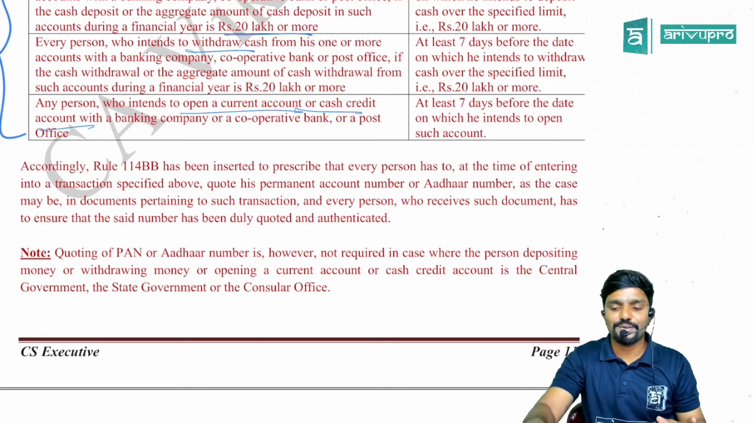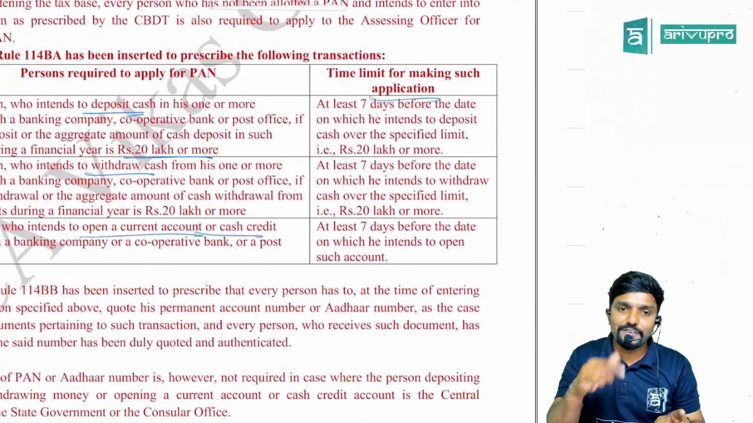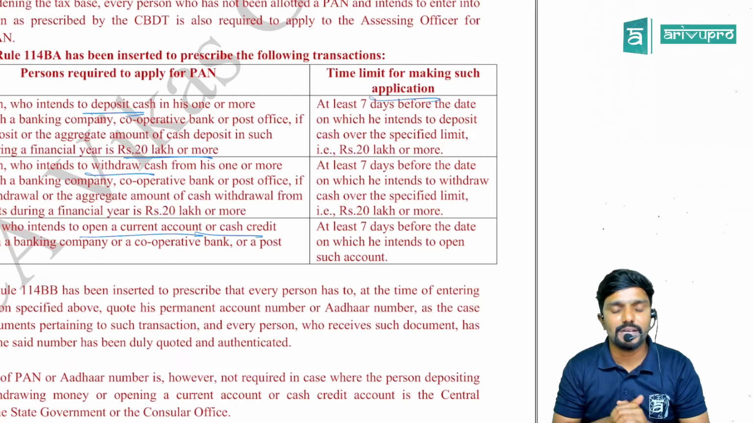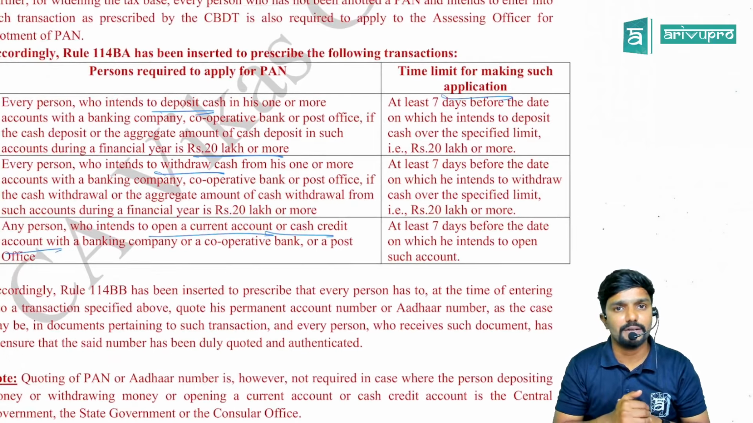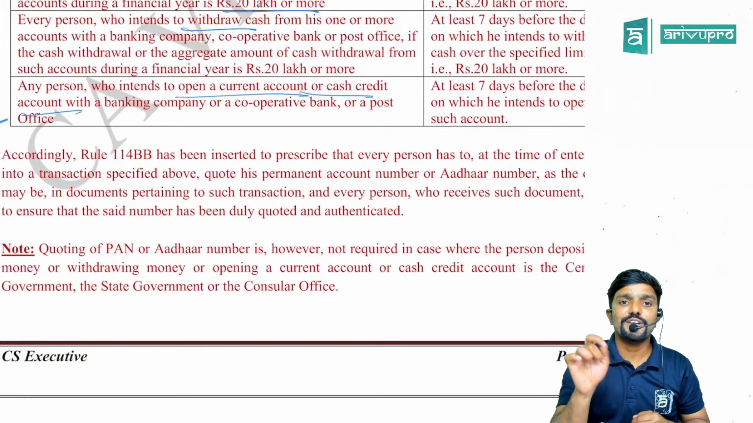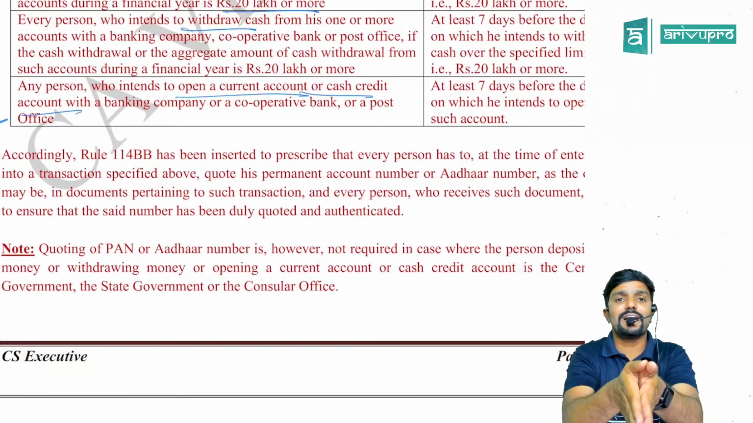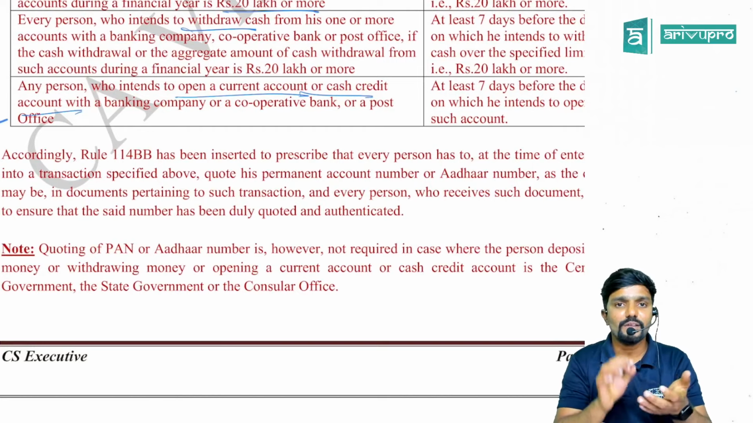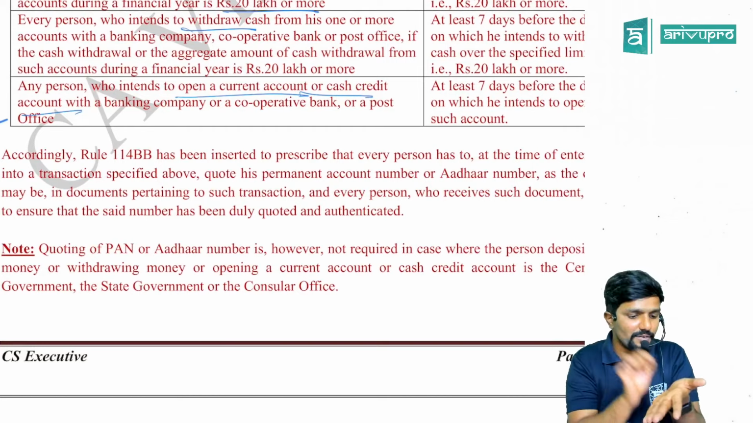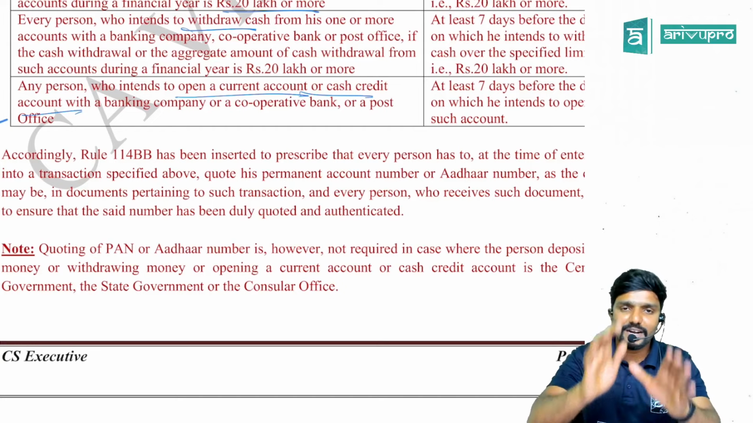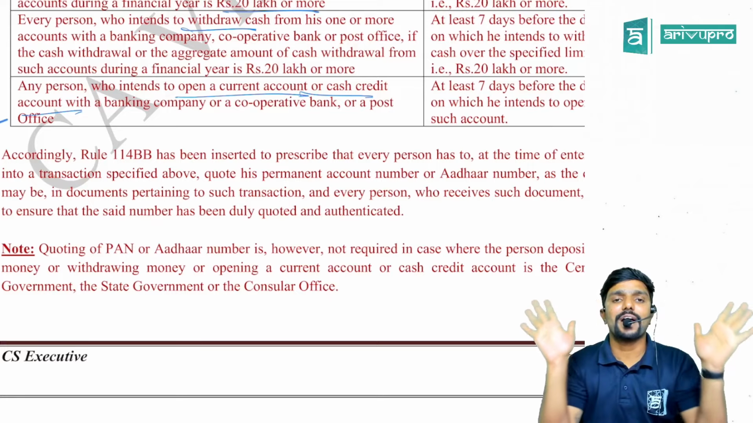So what are they trying to tell? It means you should apply for PAN at least 7 days before the deposit or withdrawal or opening the current account or cash credit account. And here, as per Rule 114BB, they are telling that at the time of deposit or withdrawal or at the time of opening the current account, you will be filling some forms. In those forms, you are supposed to give your PAN number. It means indirectly they are telling that on the date of transaction, you should have your PAN.